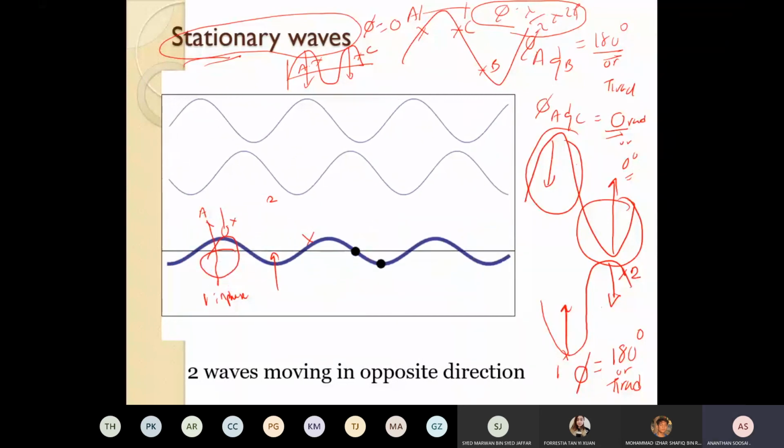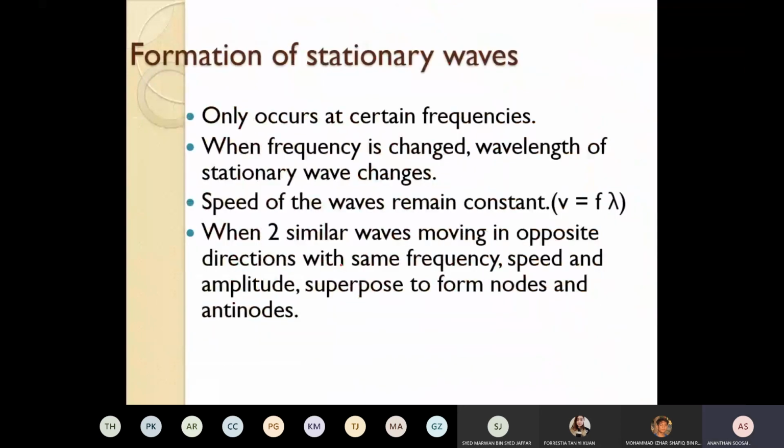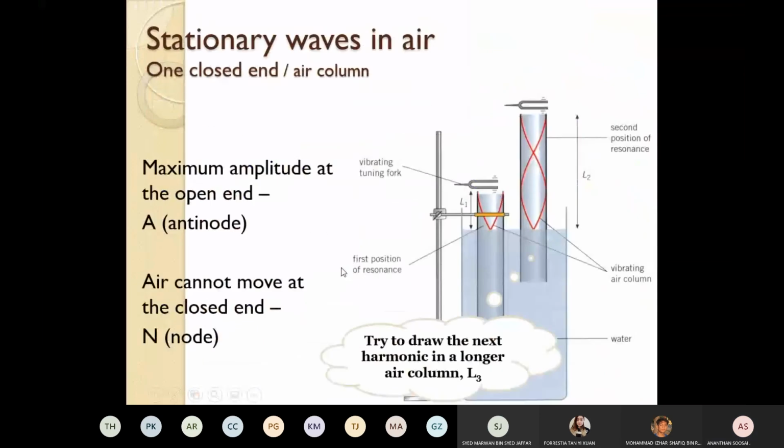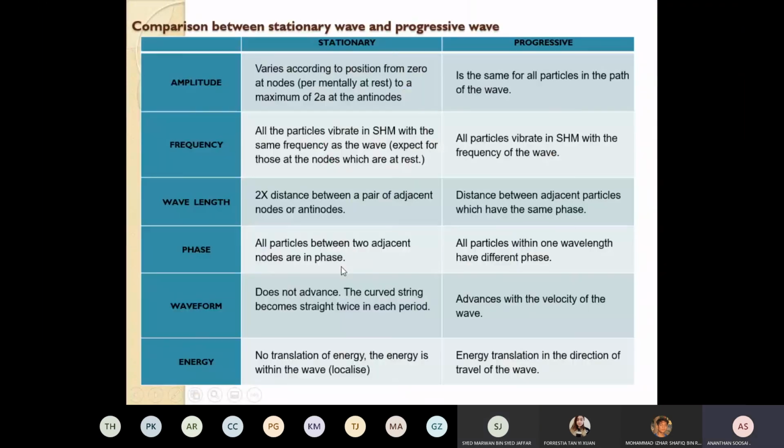So this is your phase difference. Okay, look at the phase difference. Number 3, phase difference. All particles between two adjacent nodes are in phase. This is for a stationary wave. For particles in different loops, there is a different phase. Yes, so this is the third difference.